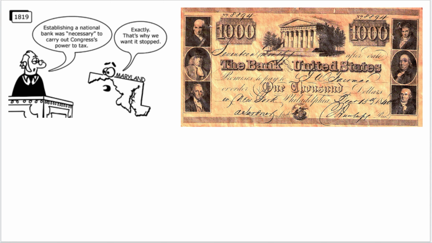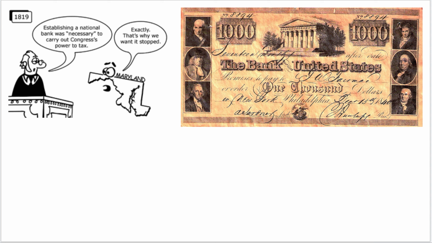Federalism is essentially the balance of power between federal and state levels of government. The first case related to federalism is McCulloch v. Maryland, which happened in 1819. The premise is that the federal government chartered a bank in Maryland, which the state government decided to tax.